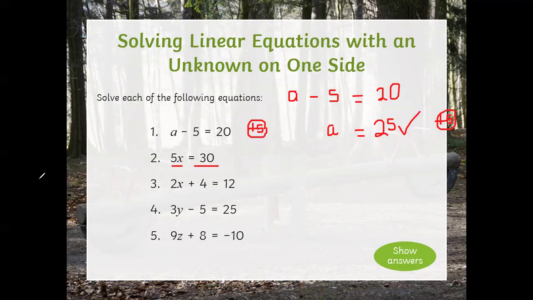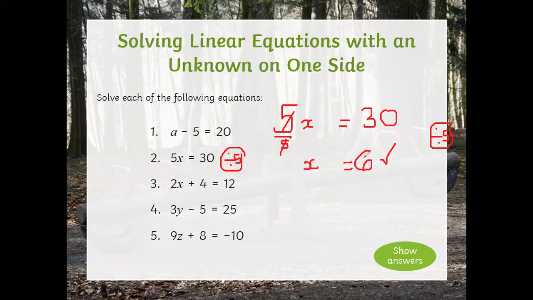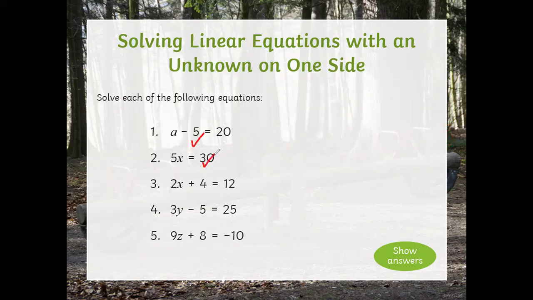Now what about this? 5x is equals to 30. So I will write down 5x is equals to 30. Then I know 5 times x is equals to 30. I have to do the inverse, which is divide by 5. So 5 divided by 5 becomes 1, and I'm left with x. Over here also, you have got to divide by 5, following the rule that what you do on the left, you also do on the right. And 30 divided by 5 is 6. Good job.